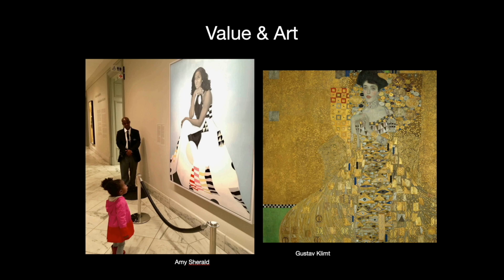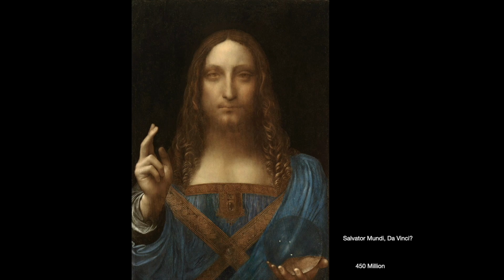Take Amy Sherald, who painted Michelle Obama's portrait. There's a value in a young black girl being able to see someone that looks like her in a Smithsonian National Portrait Gallery. The Gustav Klimt painting that was stolen by the Nazis. Her family worked hard to get it back because it was a family heirloom. The Salvator Mundi, that's the most expensive painting in the world at $450 million. And they're not even sure if Da Vinci actually painted it. So it has value as a commodity to be bought and sold almost like a stock.